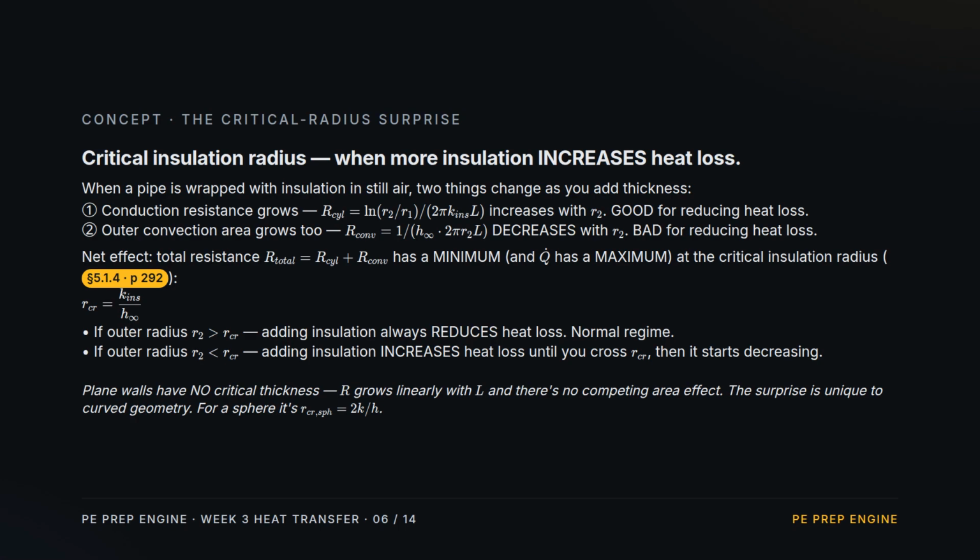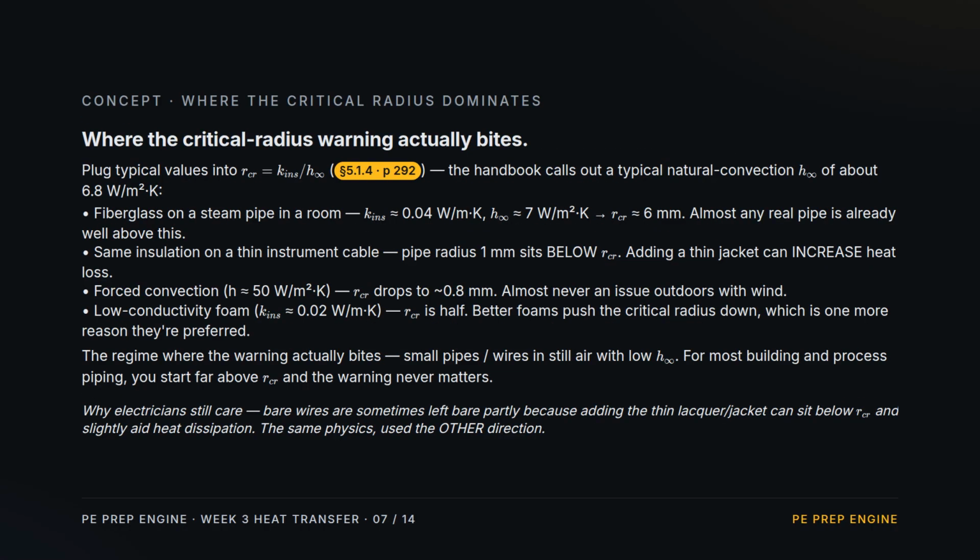Plane walls have no critical thickness. The surprise is unique to curved geometry. Where does the warning actually bite? Fiberglass on a steam pipe, k insulation around 0.04, h∞ around 7, gives R critical about 6 millimeters, and almost any real pipe is well above that.